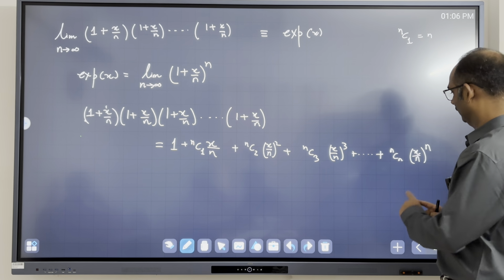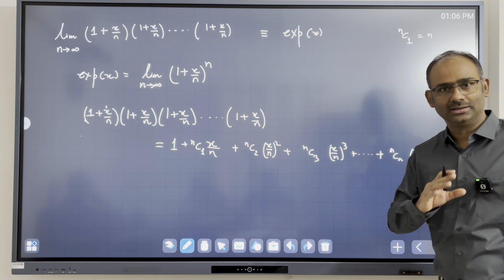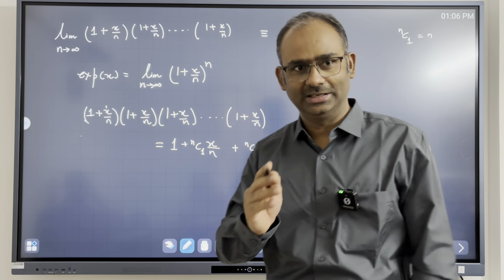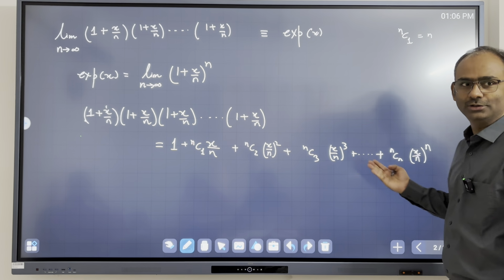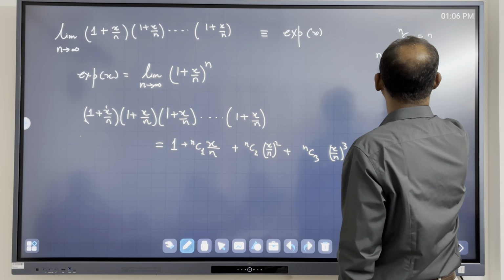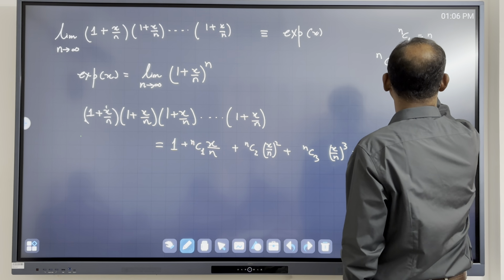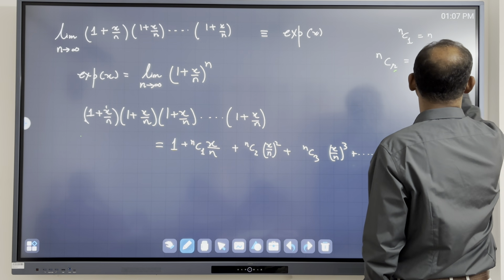I'll give you the result, which I believe you know, and if you don't, do not worry. I'm just telling you what it is. So if you have n choose r, then this is n factorial.